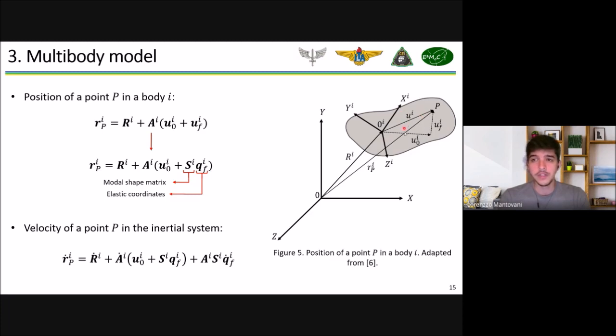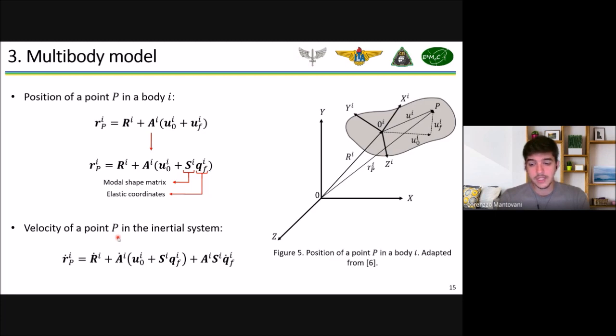We can decompose this U vector in a U0 and UF. So U0 is the undeformed position of point P, and UF accounts for the deformation. And this is what this equation here is telling us. And A is a rotation matrix from the body reference system to the inertial system. Then we can also decompose the UF vector as a S matrix, that's a modal shape matrix, and KF, that's the modal coordinates.